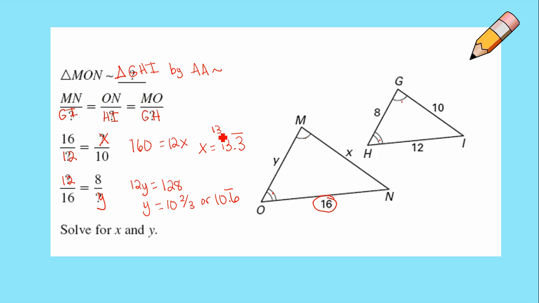And this one up here was 13 and 1/3 if you'd like that as a mixed number. Okay, so we can solve for x and y as long as we see that we have similar triangles, but we'll be checking to make sure we have similar triangles beforehand because we may not always be told.